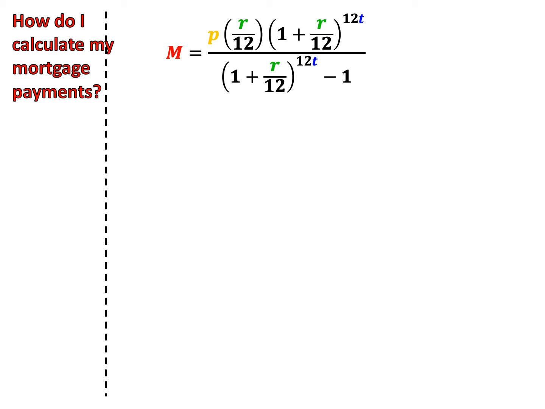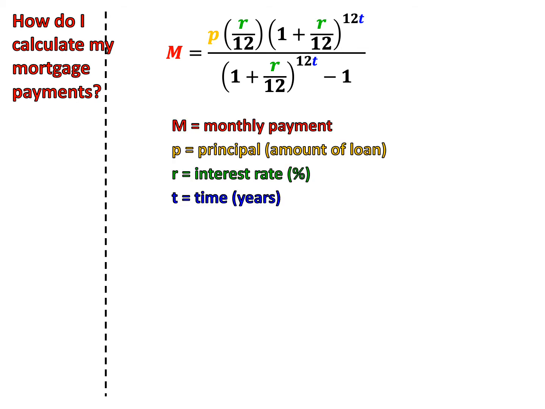So we have M is equal to P times (R over 12) times (1 plus R over 12) raised to the 12t power, and it's all divided by (1 plus R over 12) raised to the 12t power minus 1, where M is the monthly payment, P is the principal or the amount of the loan, R is the interest rate written as a percent, and remember that you have to convert it to a decimal, and T is the time in years.